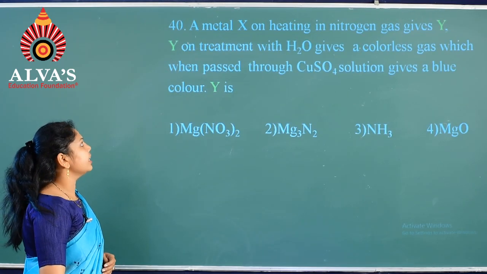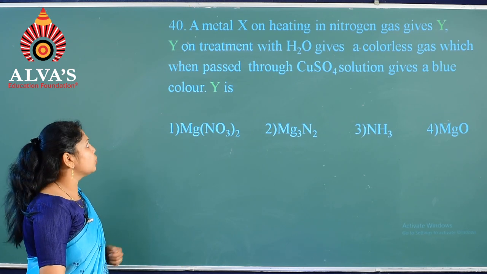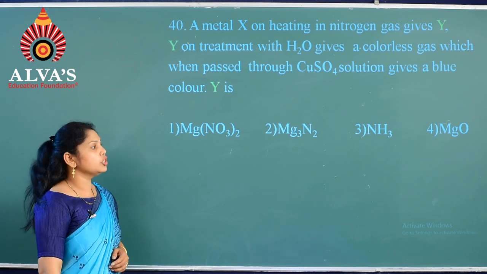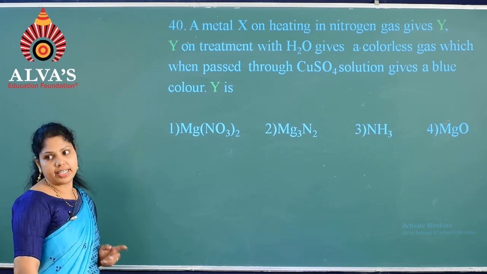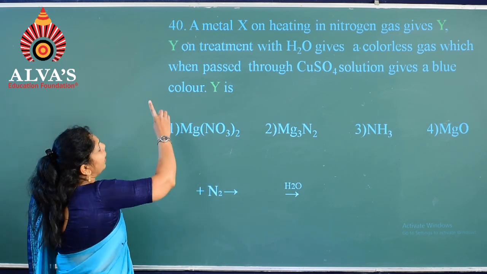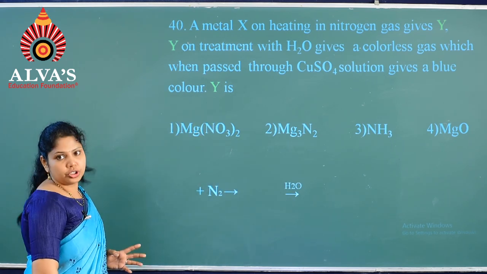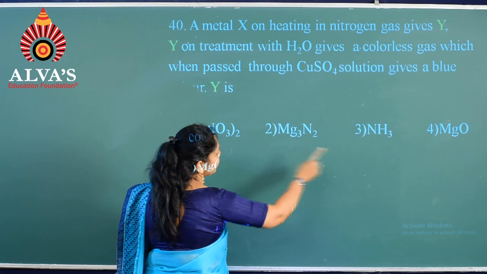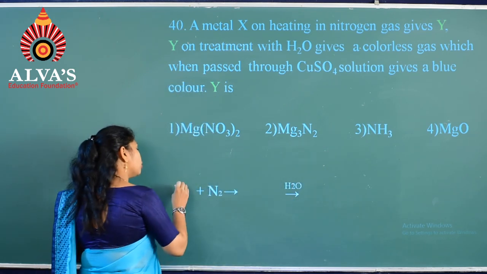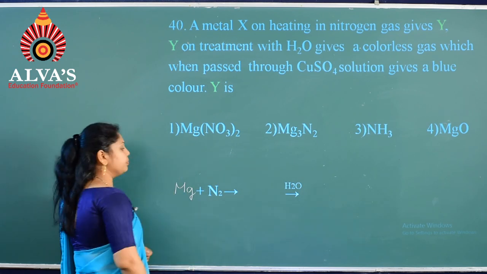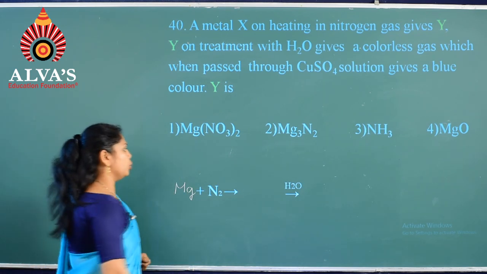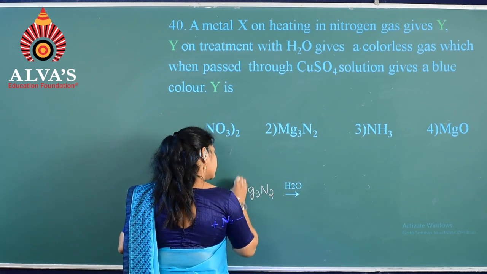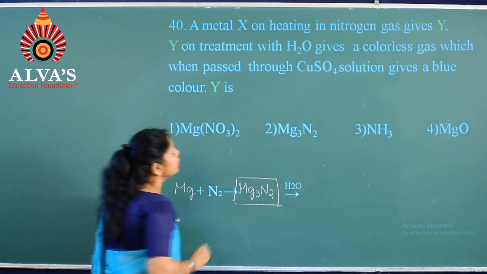Question number 40. A metal X on heating in nitrogen gas gives Y. Y on treatment with water gives a colorless gas, which when passed through copper sulfate solution gives a blue color. Y is? They have not mentioned which metal is taken in the reaction. If you observe the options, the metal in the given option is magnesium. So, we will consider the metal as magnesium. When magnesium is treated with nitrogen, it is going to give you magnesium nitride. Actually, this is the option, but we will cross check with the remaining question.